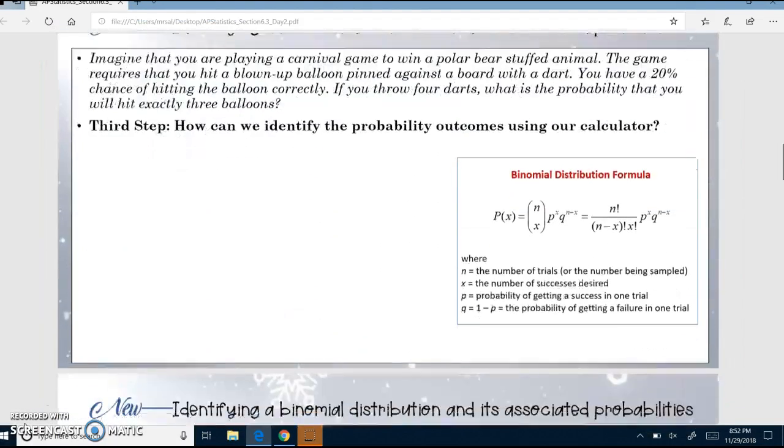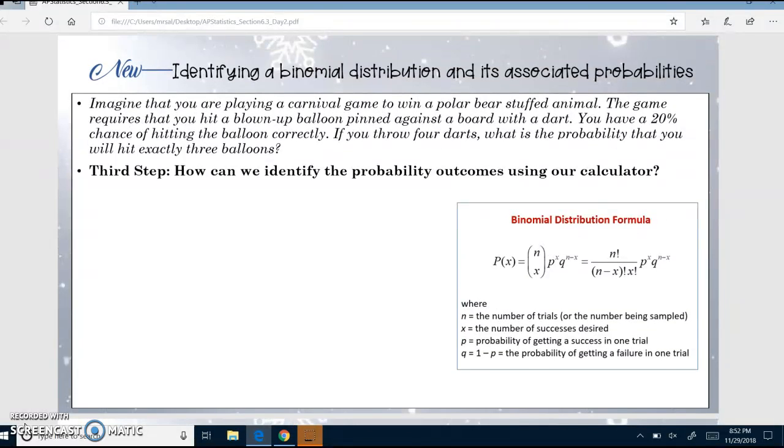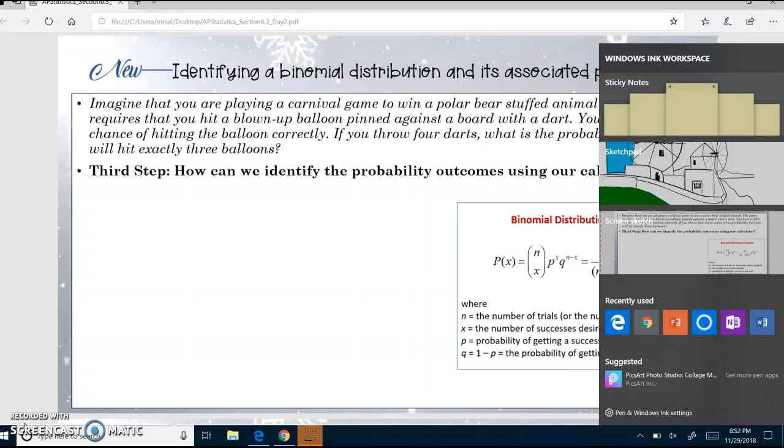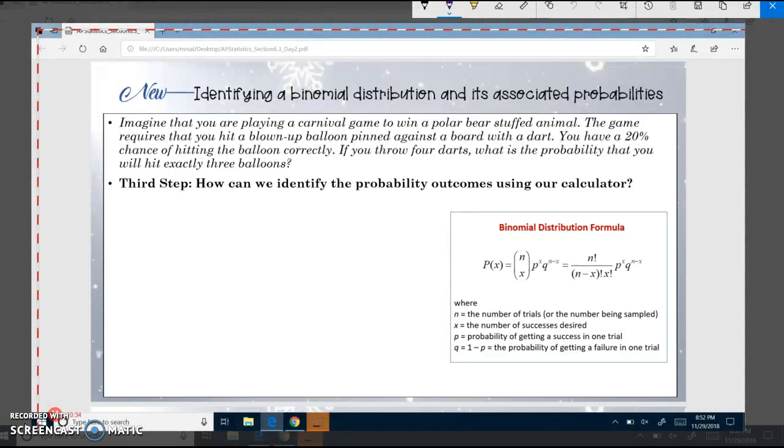So let's take a look at our third step, which asks how can we identify the probability outcomes using our calculator? So if we want to use our calculator, we get to use the binomial distribution formula, which is listed for us down here. So what this says, you guys, is the probability of, and then whatever number of successes you're interested in. So in this case, the number of successes is 3, because a success is defined as hitting a balloon, and we want to know when that happens 3 times.